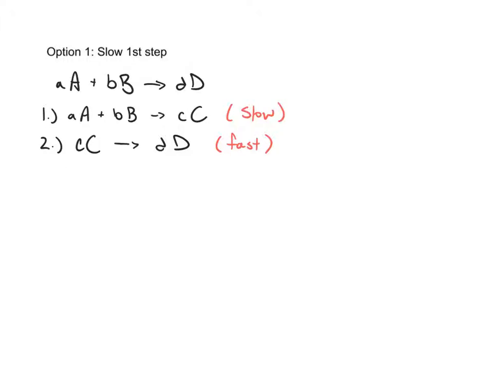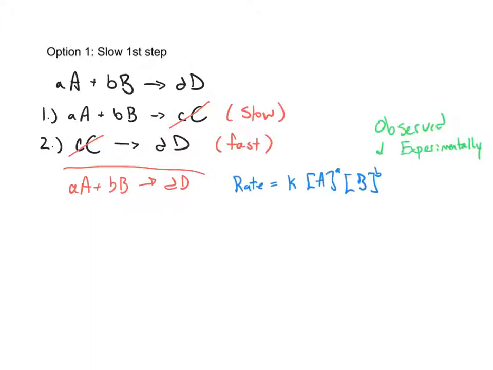So if you add up these two reactions, the C gets produced and then used up. So my final reaction, as you can see, matches the overall reaction that you observed at the very top. Down here in blue is what the observed experimental rate law for this overall reaction looks like. And this is what it shows. The rate is dependent on k times the concentration of A raised to the a power times the concentration of B raised to the b power.